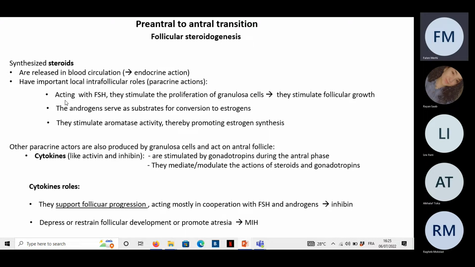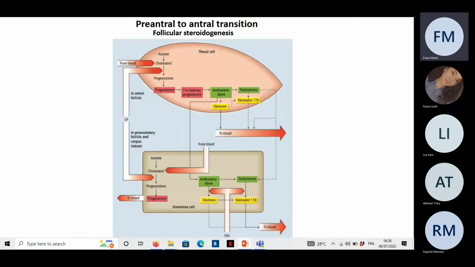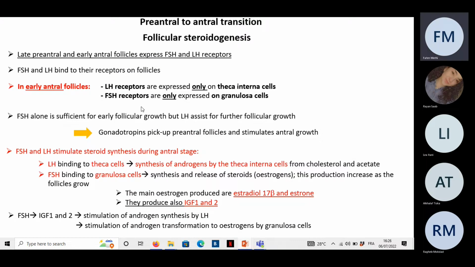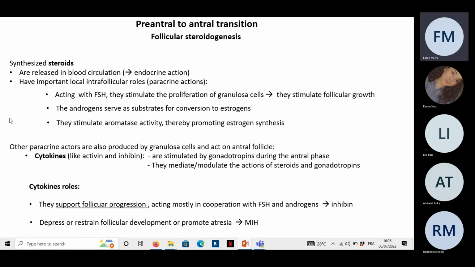Now here we're talking about the estrogens. They act with the FSH to stimulate the proliferation of the granulosa cells. As we have said, the growth of the antral follicles is made under the action of FSH. So how does the FSH induce the growth of the follicles? It will induce the division of the granulosa cells. The FSH will stimulate the mitotic division of the granulosa cells, and that's why we will have an increase in the follicular development under the action of FSH.